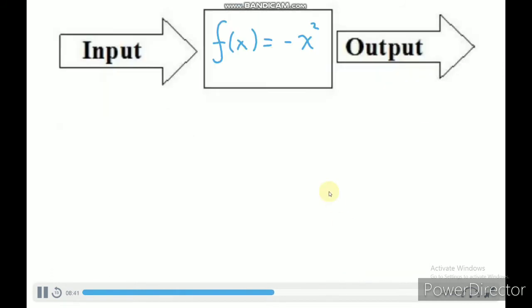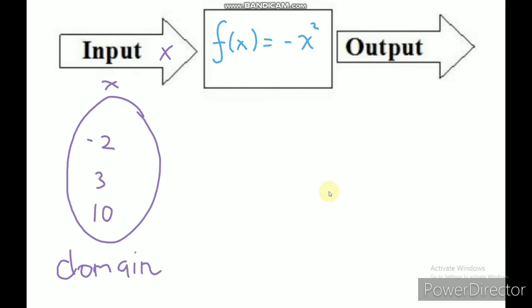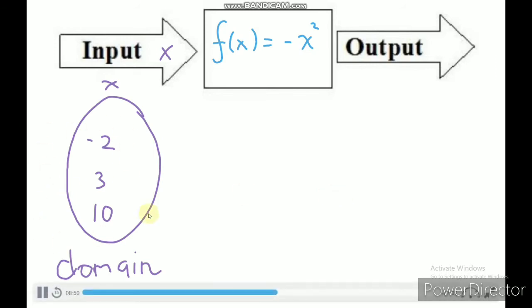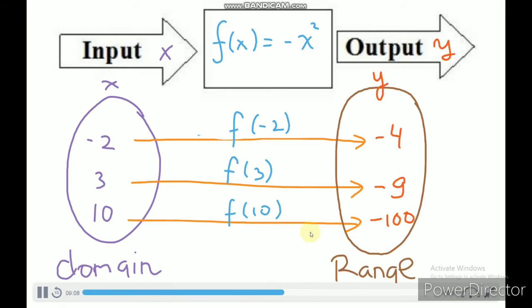If I show you another example of function, for example, f(x) equals -x squared. For this one, I will try to process 3 values of x only: -2, 3, and 10. It means your domain only consists of 3 values. And when I process it by the function machine, the output, let's just change the f(x) to become the y. The y, or the product, also consists of 3 values, -4, -9, and -100. So this is your range.